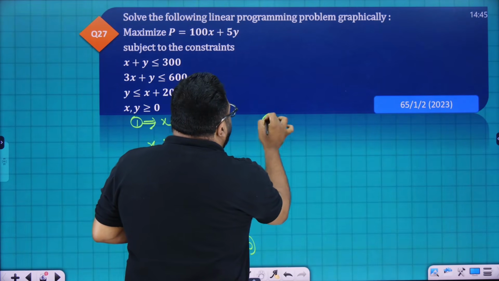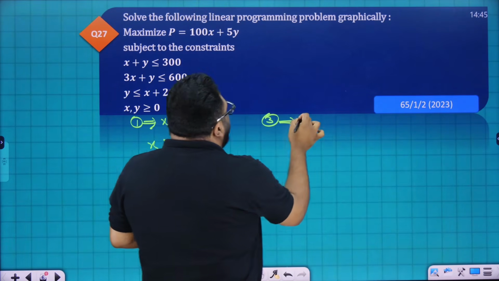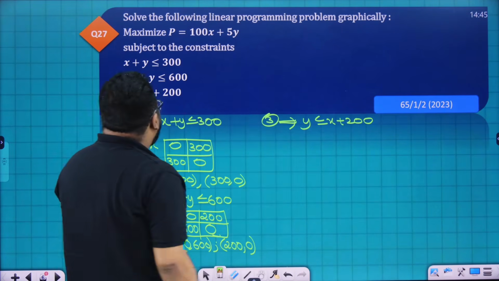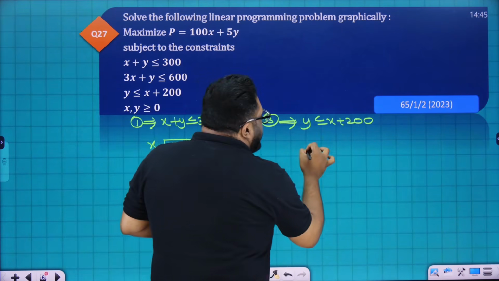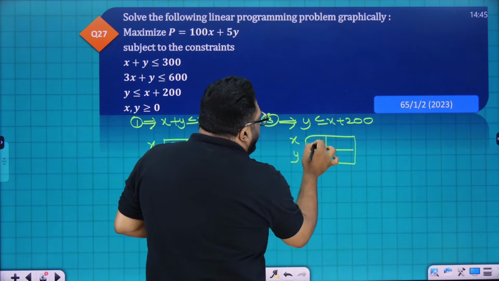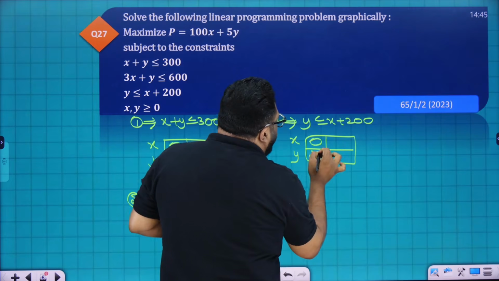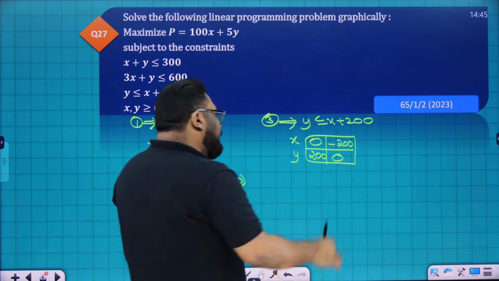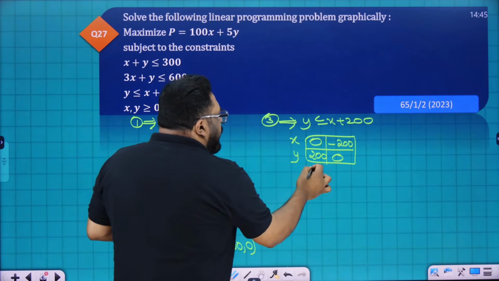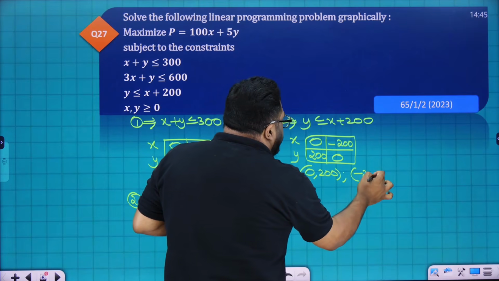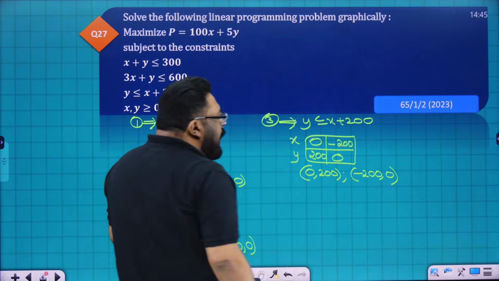Equation number 3, my dears. Equation number 3 is y less than or equal to x plus 200. Now, the intercepts are going to be what? X is equal to 0, y is equal to 200. Y is equal to 0, x is equal to minus 200. So my intercepts are, my dears, don't worry about having negative intercepts. Okay, that is not our issue.